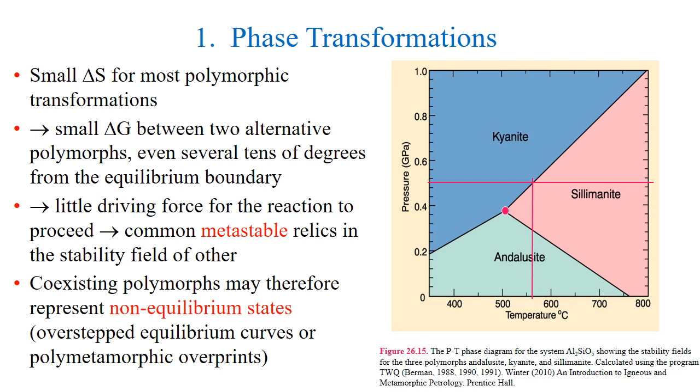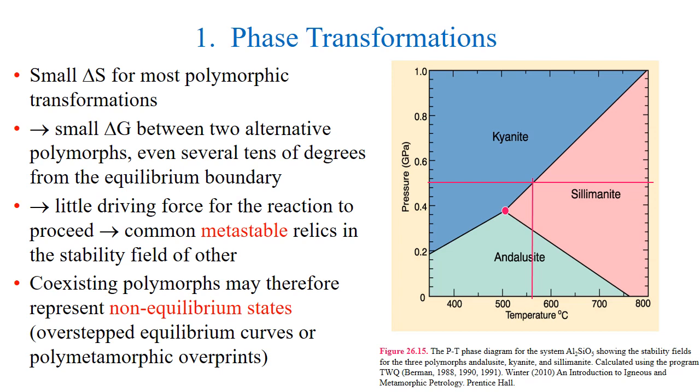Coexisting polymorphs may therefore represent non-equilibrium states reflecting overprinting. Often, by carefully observing the textures, you can distinguish partial replacement and metastable coexistence from true stable equilibrium grain boundaries. Heitinen, in 1956, reported that all three aluminosilicate polymorphs are stable in northern Idaho, and proposed that the metamorphic events in that area occurred near an invariant point.